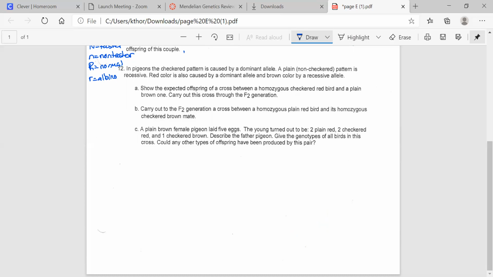Okay, in pigeons, the checkered pattern is caused by a dominant allele. A plain non-checkered pattern is a recessive allele. All right, so here we go. Pigeons, the checkered will have a dominant A. Non-checkered, a plain, so that's going to be plain. Red is also dominant to brown.